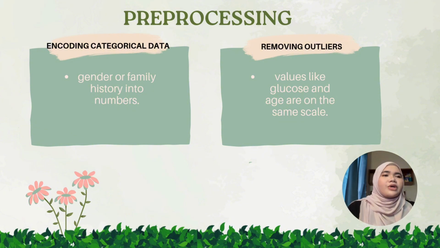And the last one is removing outliers. Sometimes you will find impossible values like a BMI of 200 or a glucose level of 0. These are either data entry mistakes or extreme cases that can confuse the model. Removing such outliers improves the reliability of our predictions. In short, pre-processing cleans and structures the data so that the model can learn correctly and make accurate predictions.